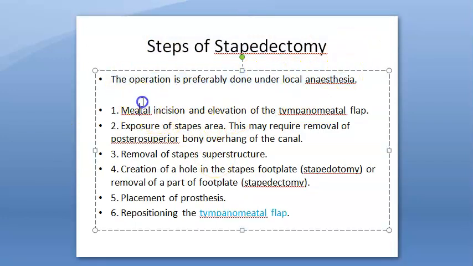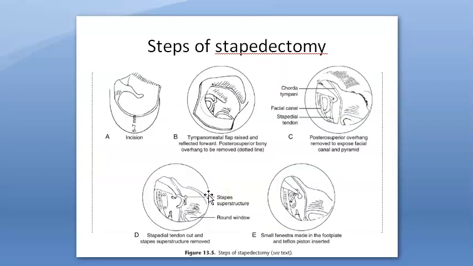They're doing this under local anesthesia. They will take a meatal incision. They'll elevate the tympanomeatal flap. They will expose the stapes area. They will cut the stapes tendon. Okay. And then they'll remove the stapes superstructure. They will create a hole in the stapes footplate, and they will place this piston and they will reposition the flap back. Did you understand anything at all?